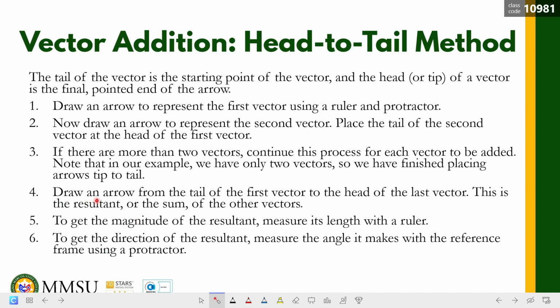Draw an arrow from the tail of the first vector to the head of the last vector. So, you will now draw a line from your starting point to your ending point. That is our resultant. Okay, and then we use a ruler and protractor to solve for the magnitude and the direction of the resultant. So, we will do this method first on the example in our figure.